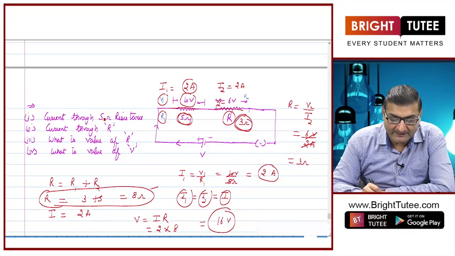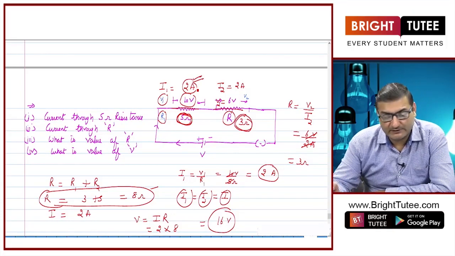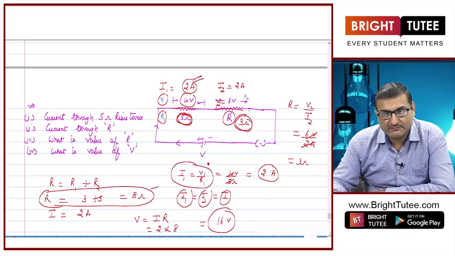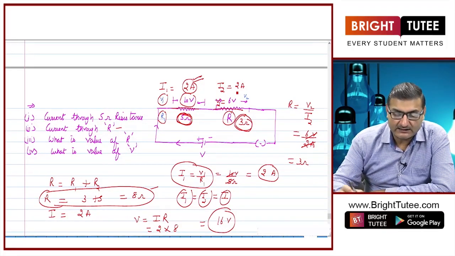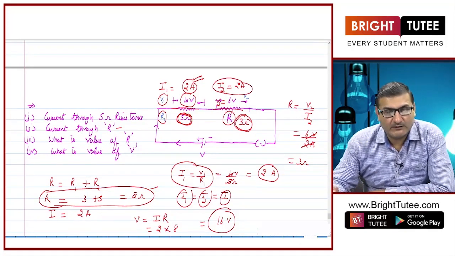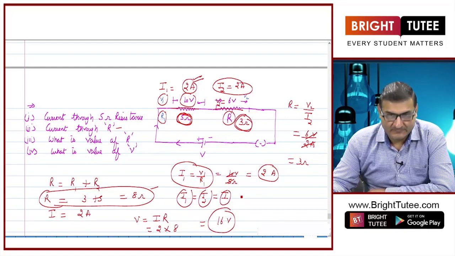Current through the 5 ohm resistance. First of all, I calculated through this 5 ohm resistance, the current was 2 amperes by the formula I1 is equal to V1 upon R1. Then I calculated current through R. In this R, the current will be same, that will be 2 amperes because I1 is equal to I2 is equal to I. Got it?